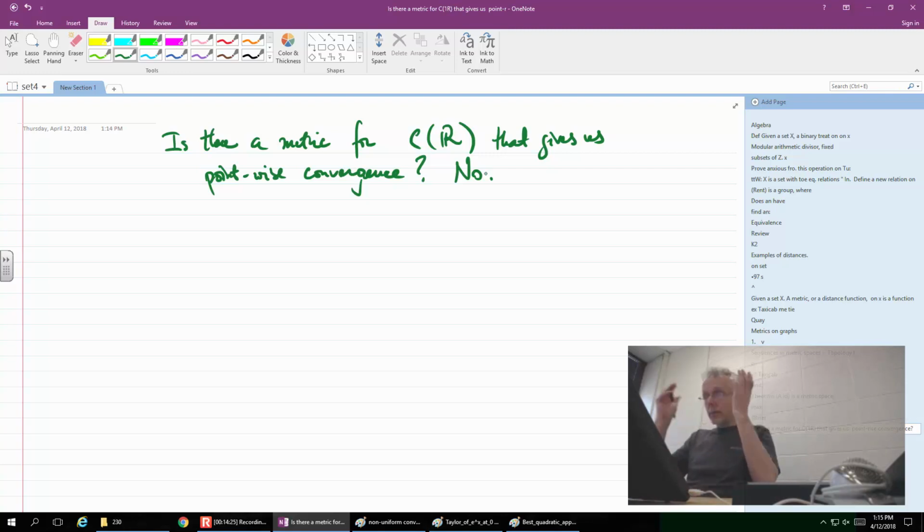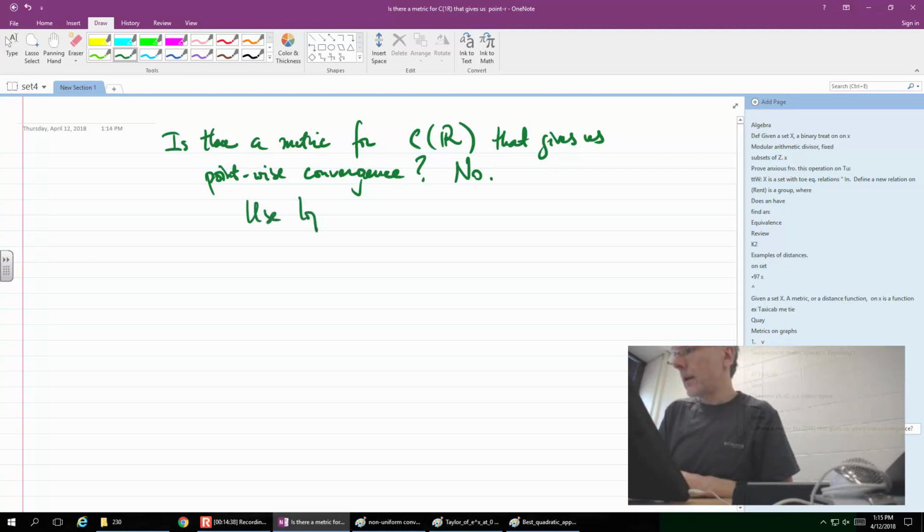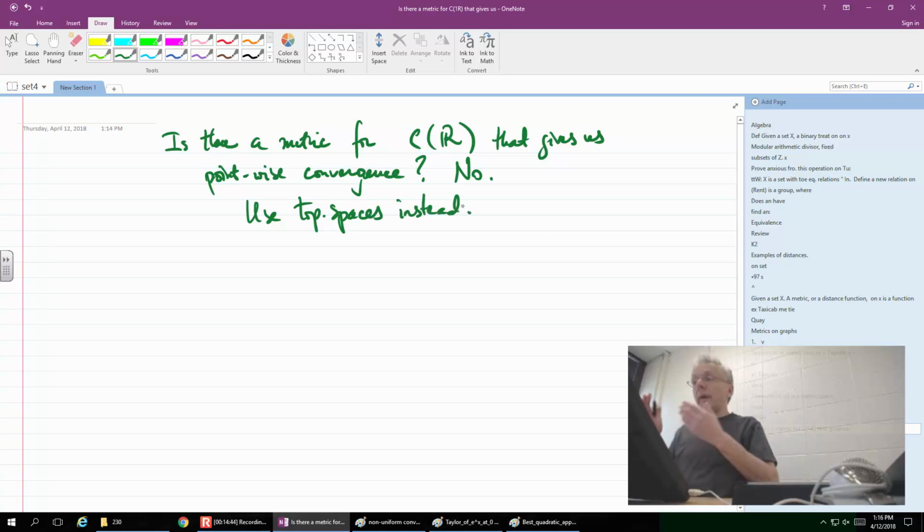So what is the way out? The way out is to go even more general, and that is where topological spaces come into play. So use topological spaces instead. Topological spaces are generalizations of metric spaces.